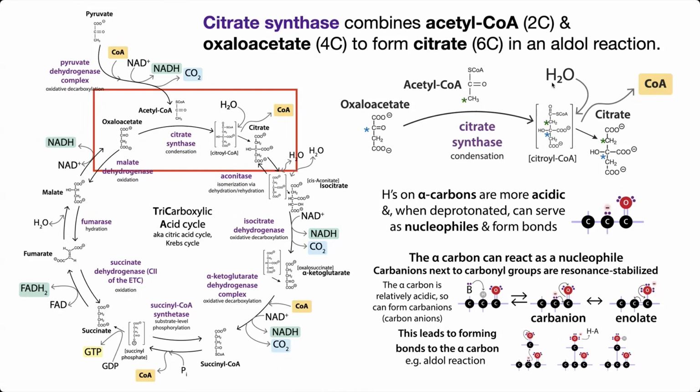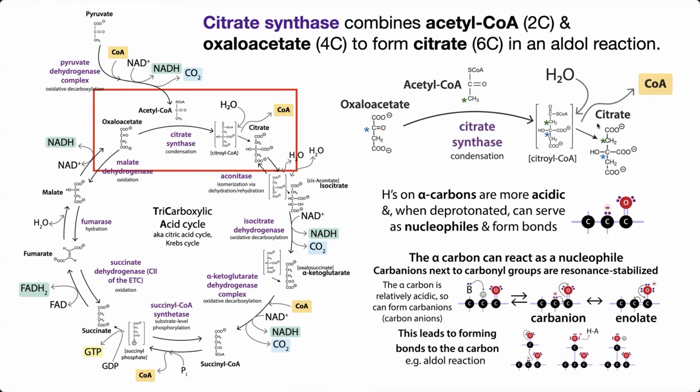The CoA is still attached. Water's going to come in, and it's going to hydrolyze that CoA off. And so in its place, you're going to have a carboxylic acid. Then you already had 2 carboxylic acid groups. So now you've got 3 carboxylic acid groups, hence the tricarboxylic acid cycle, or the TCA. We also can call this citric acid, and so we have the citric acid cycle. So we've got citrate now.